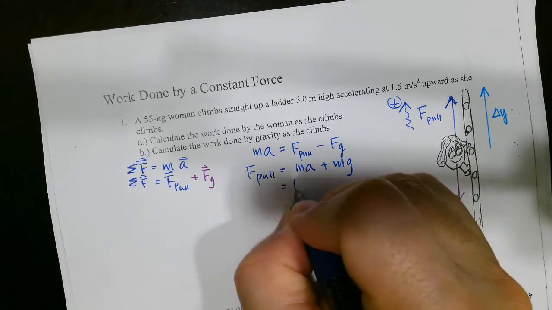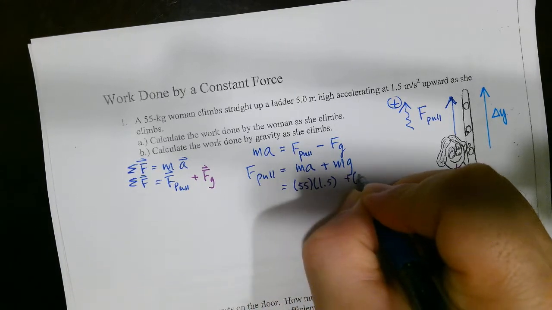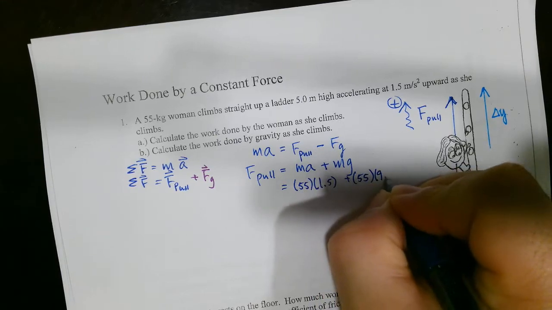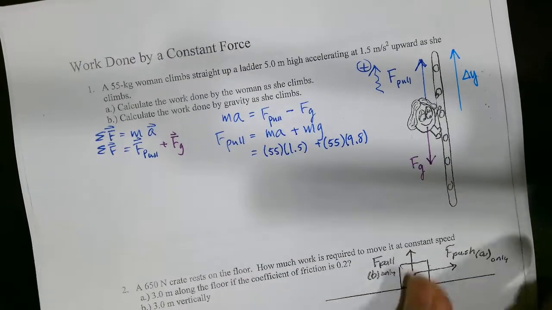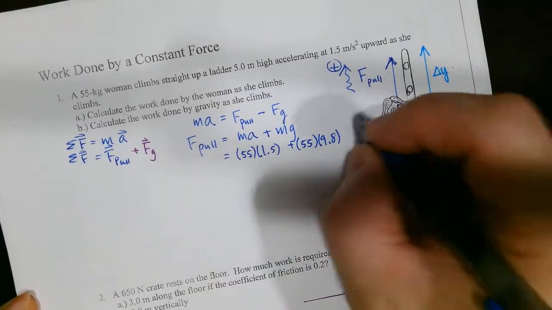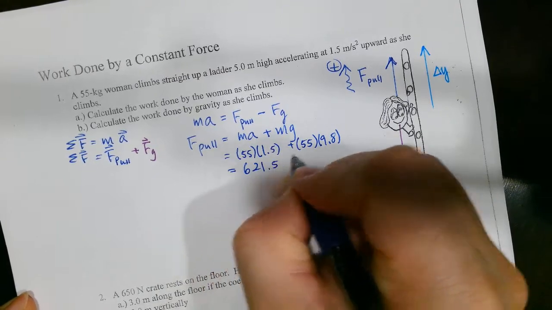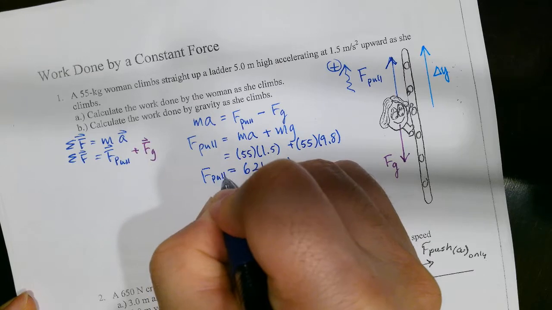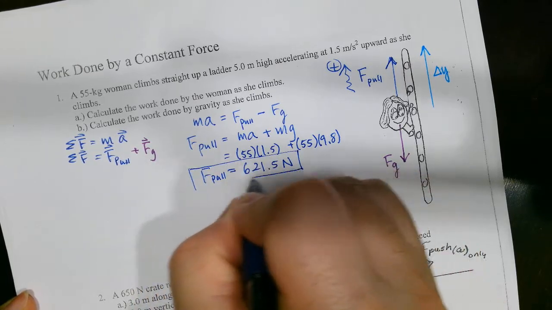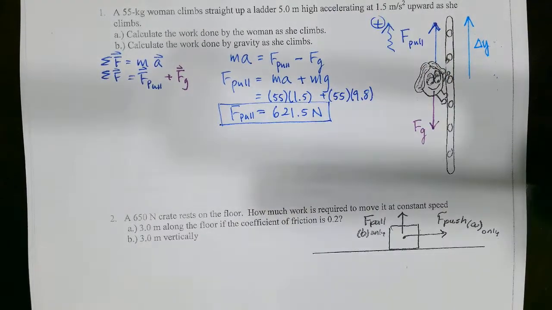And that is 55 times 1.5 plus 55 times 9.8. And if you work it out, you're going to get 621.5 newtons for the F pull. Okay? So that's how much she has to pull to climb at that acceleration.